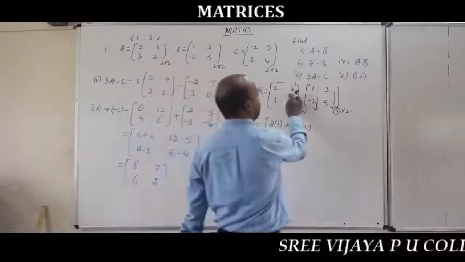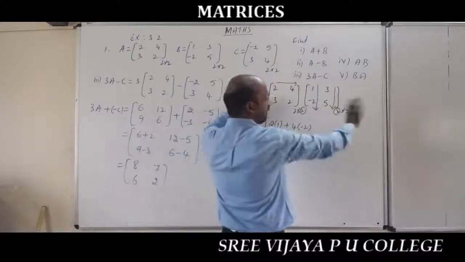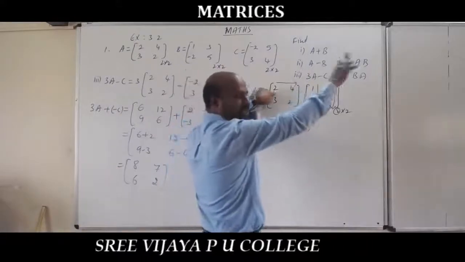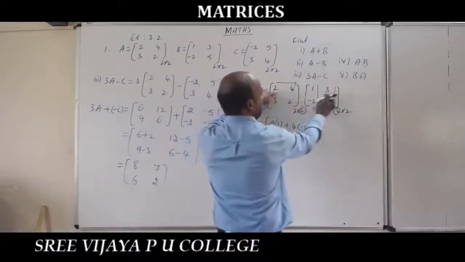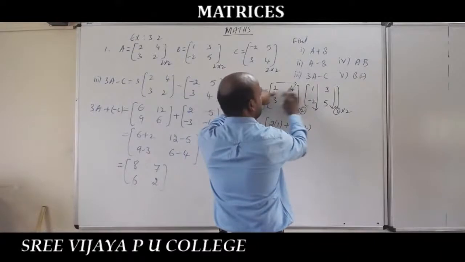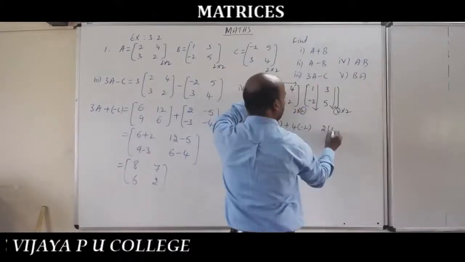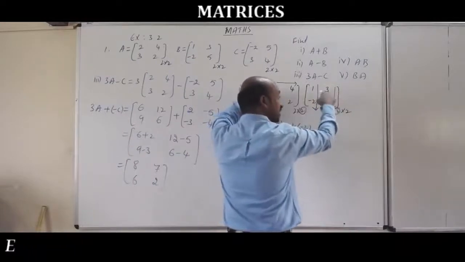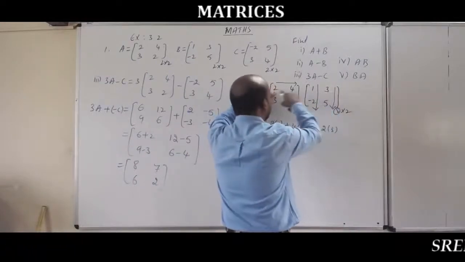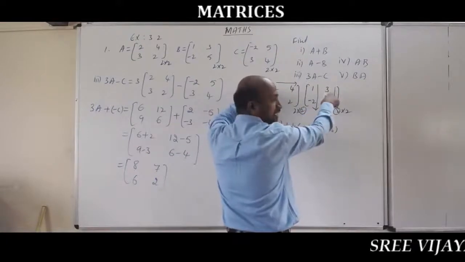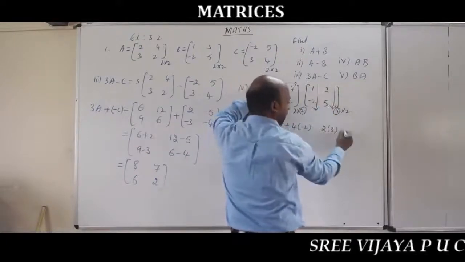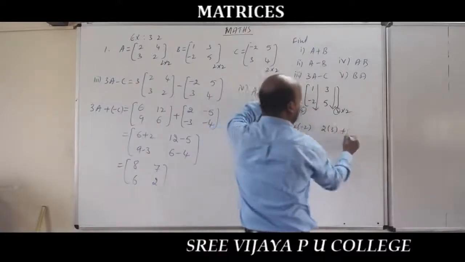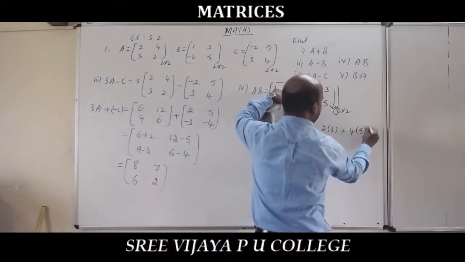Next, first row, second column. First row, first element multiplied by second column, first element. First element is 2, here first element is 3. 2 into 3, okay, plus sign. Second element here is 4 and here it is 5. 4 into 5.